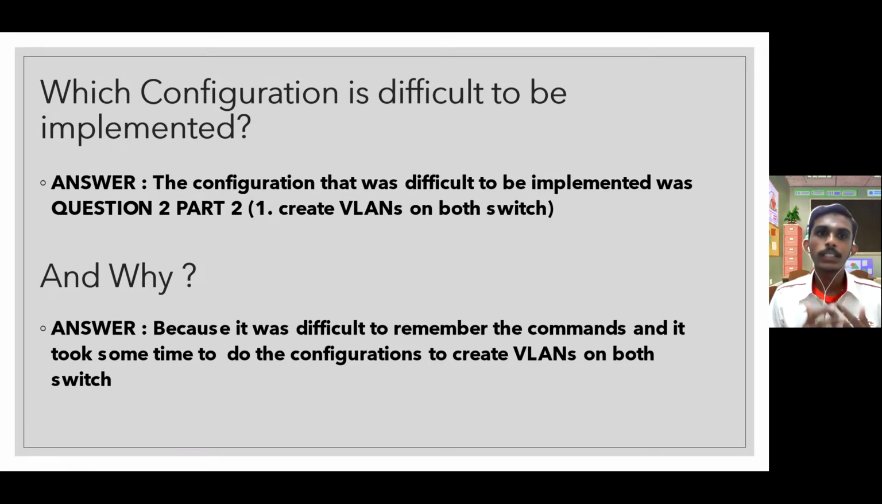Which configuration was difficult to be implemented? For me, personally, the configuration that was difficult to be implemented was question 2, part 2, which is to create VLANs on both switches. Why? Because it was difficult to remember the commands, and it also took some time to do the configuration to create the VLANs on both switches.